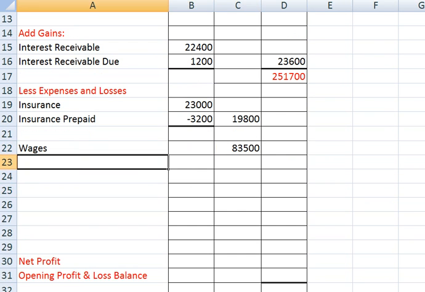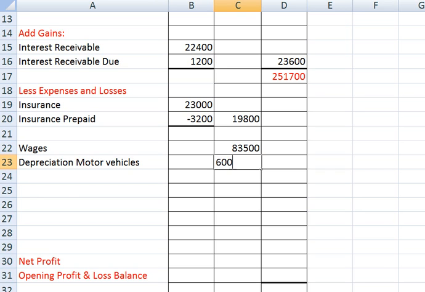There are only two more expenses in this question, and they're actually two depreciations. So depreciation is when an asset loses value, perhaps due to age or wear and tear, and the company is allowed to write off that loss in value as an expense. So the depreciation on motor vehicles in this question is 6,000 euros. So just put that in here.